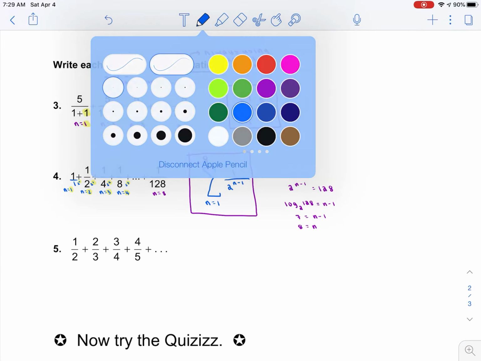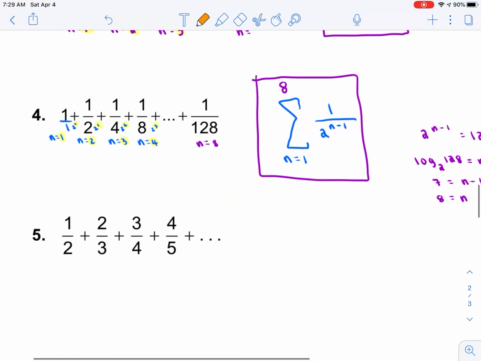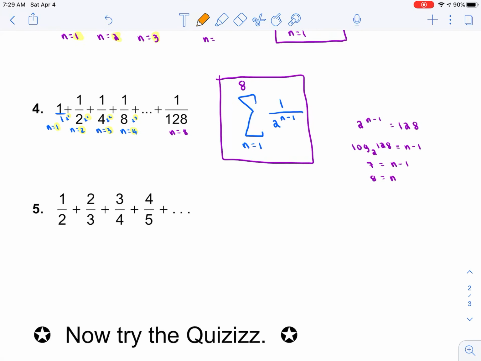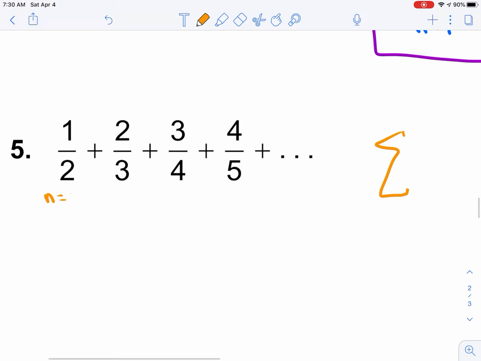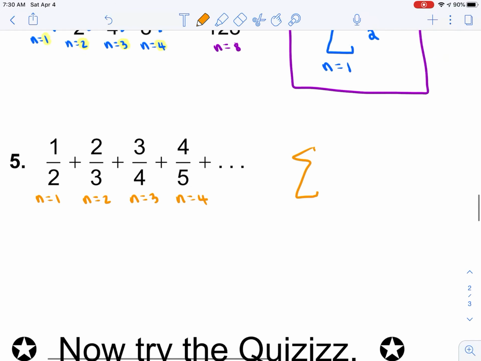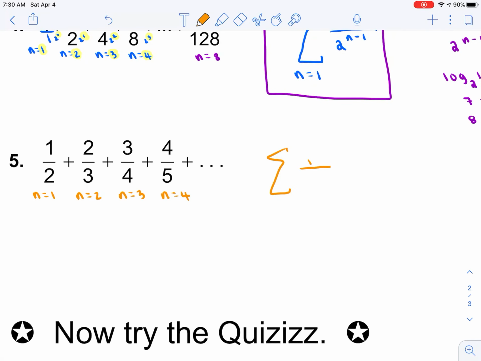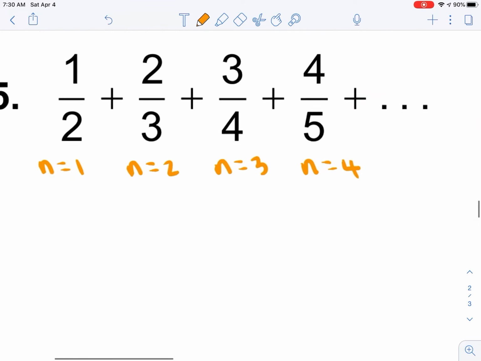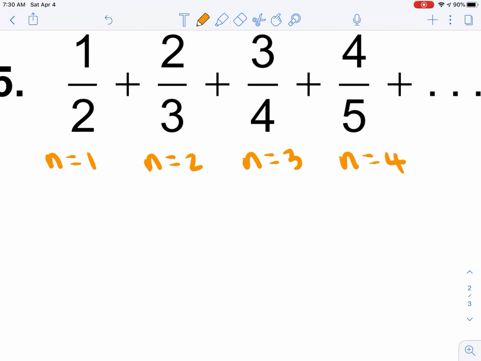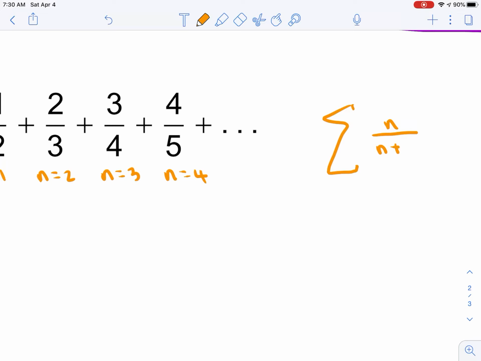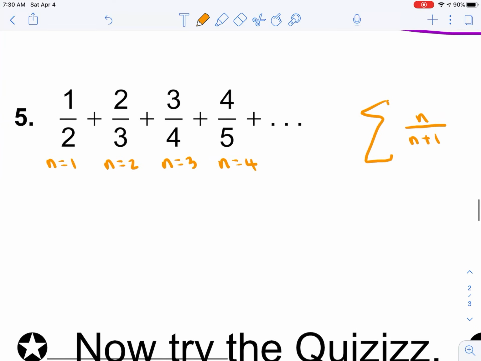All right, final problem on here, number 5. I know these are kind of weird, but with practice, they actually become very, very easy. It's just you got to practice it a few times. Final one, we're going to write in sigma notation. I'm going to write n equal 1, n equal 2, n equal 3, n equal 4. Now, right away, I see the numerator is the n value. So what I can do is the top of this, just put n. I'm noticing the denominator is always 1 more than the n value, so I can put n plus 1.